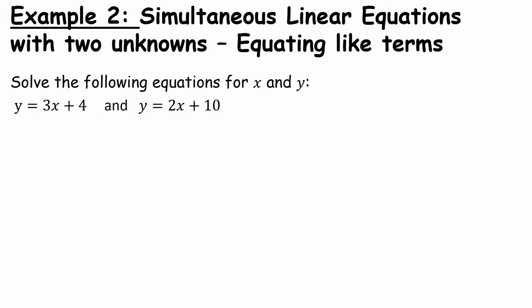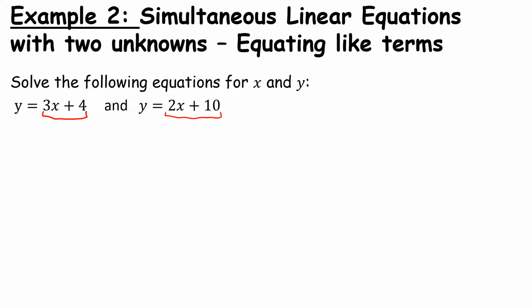Now let's take a look at a different method we could use to solve simultaneous equations, and this is called equating like terms. So look at our equations here. y is equal to 3x plus 4 and y is equal to 2x plus 10. We could very easily use our elimination here. However, if you notice, both of our equations are given as y equals this and y equals this.